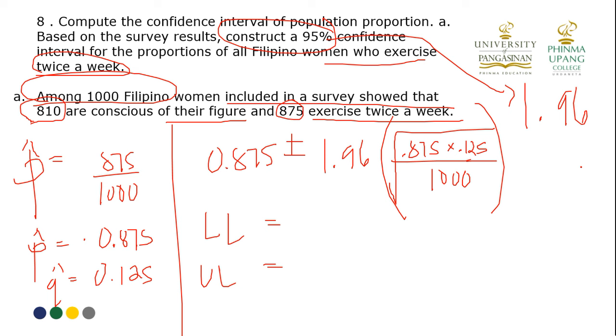Has anyone computed? Compute, compute. What is LL? What is UL? So LL is 0.9? Four decimal places. That is correct only if it is one decimal place, but I said four decimal places, so I will not accept it.